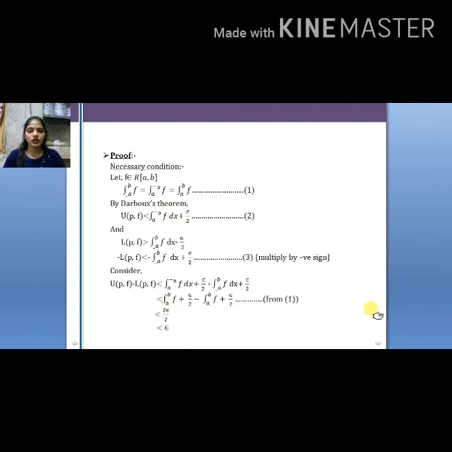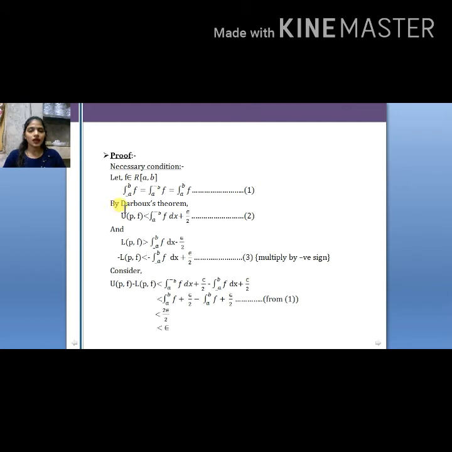Now first we see the proof. First we see the necessary condition. For the necessary condition, we suppose that f is integrable. Let f belong to R of closed interval ab. That means f is Riemann integrable. Then we know their common value: the upper integral is equal to the lower integral, which is equal to the integral from a to b of f. This is from the definition of Riemann integrable.